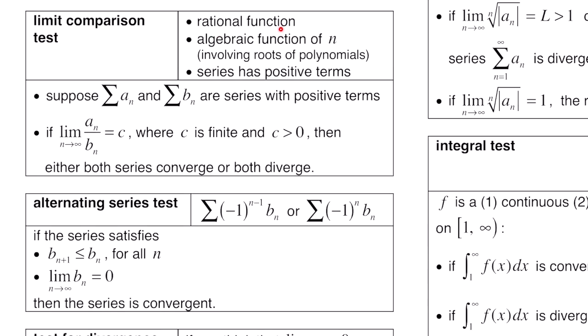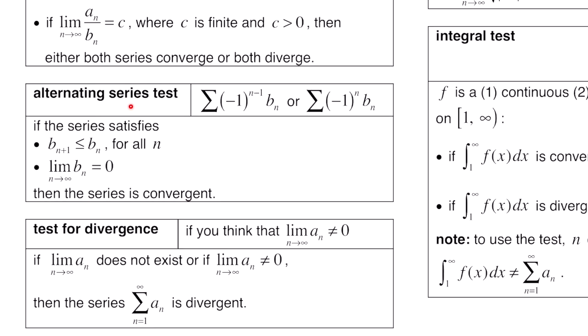Here we have the limit comparison test. Again, if you have a rational function, an algebraic function of n involving roots of polynomials, or a series has positive terms. It says, suppose a sub n and b sub n are series with positive terms. If the limit as n goes to infinity of a sub n divided by b sub n equals c, where c is finite and positive, then either both series will converge or both will diverge.